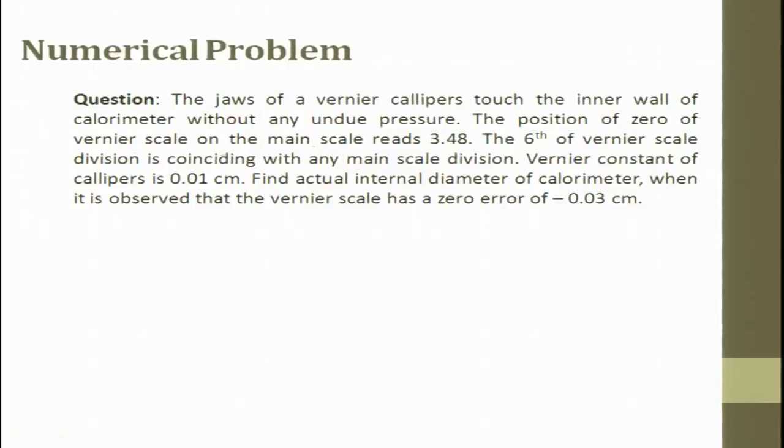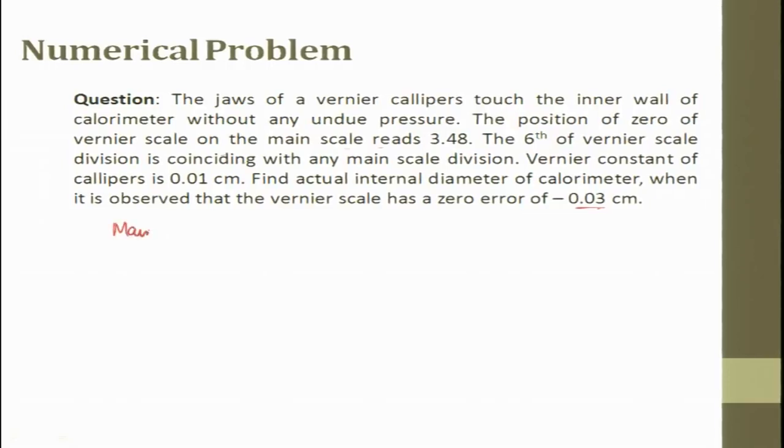The position of the 0 of the vernier scale on the main scale reading is 3.48. The sixth vernier scale division is coinciding with a main scale division. Vernier constant of the caliper is 0.01 centimeter. Find the actual internal diameter of the calorimeter when it is observed that the vernier scale has a zero error of minus 0.03 centimeter. That means to say there is an instrumental error. Over a period of time wear and tear has happened. So, they figure out there is an error of minus 0.03. So, now let us try to solve the problem.